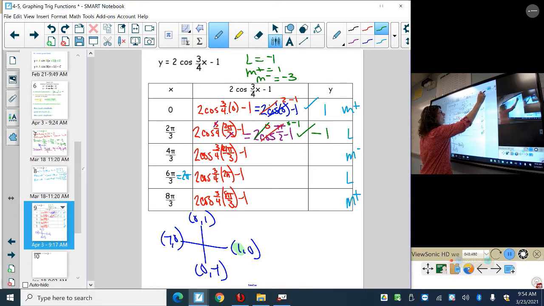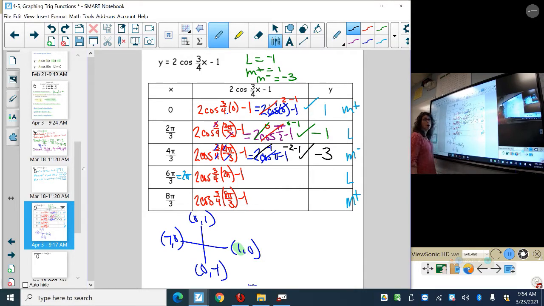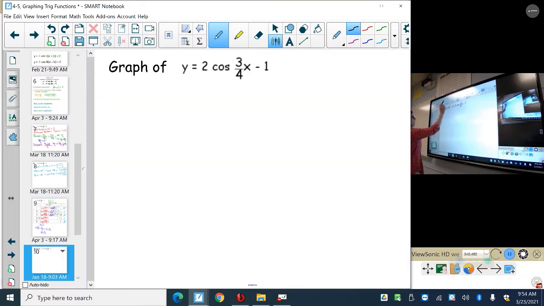So I'm going to do it again. The 3's cancel out, the 4's cancel out. So I have 2 times the cosine of pi minus 1. The cosine of pi is going to be -1. So now I'm going to have 2 times -1, which is -2, minus 1, which is -3. Again, I'm right. Now, once I have shown 3 of them, and I have my max, my level, and my min, I don't really need to do the rest of this because I already know what the pattern is going to be.